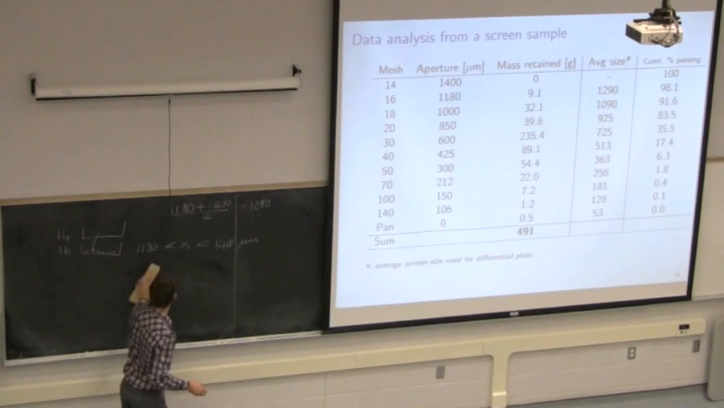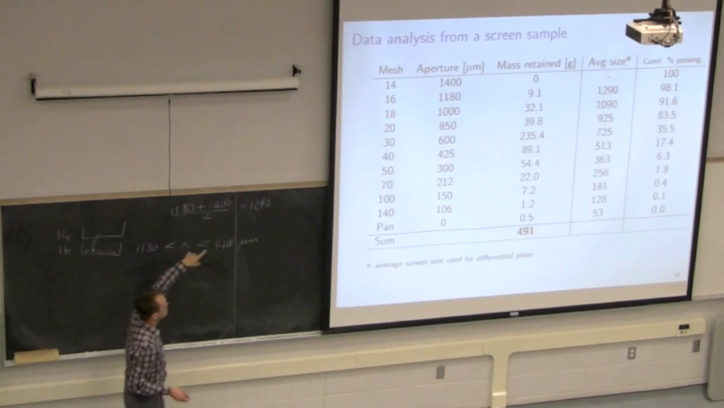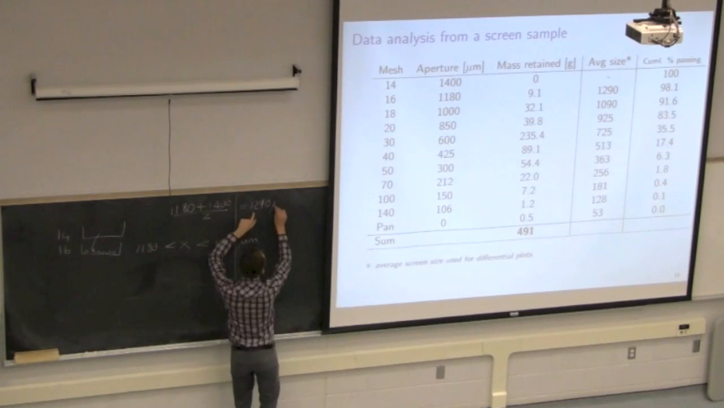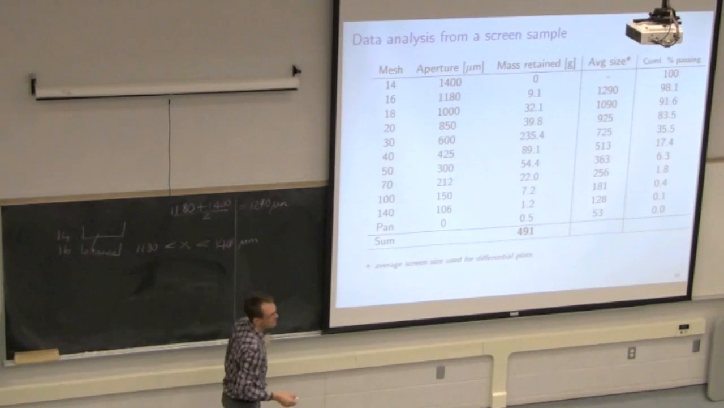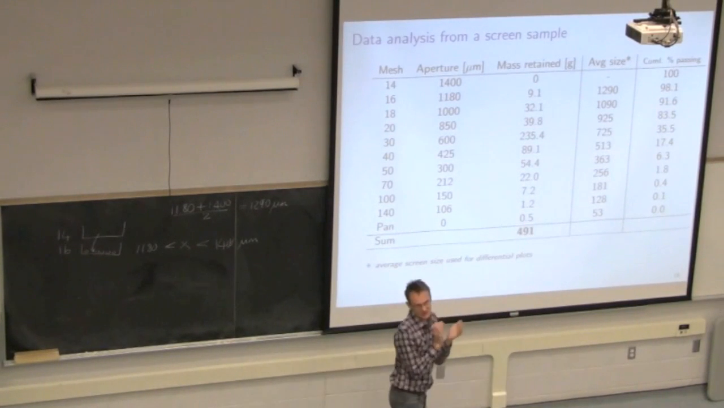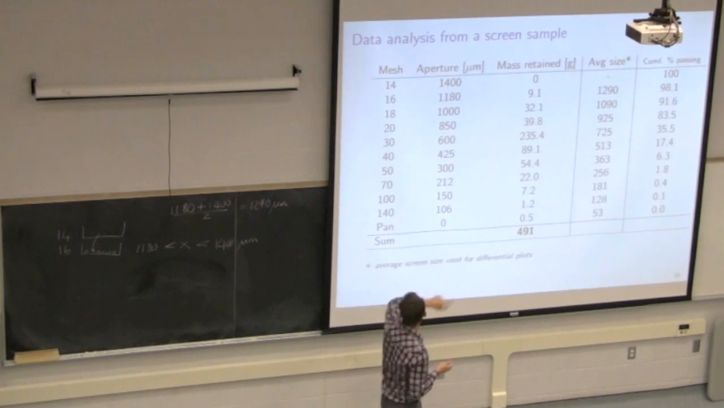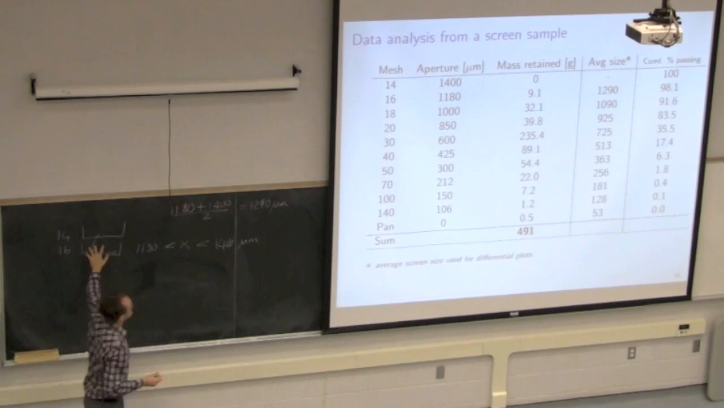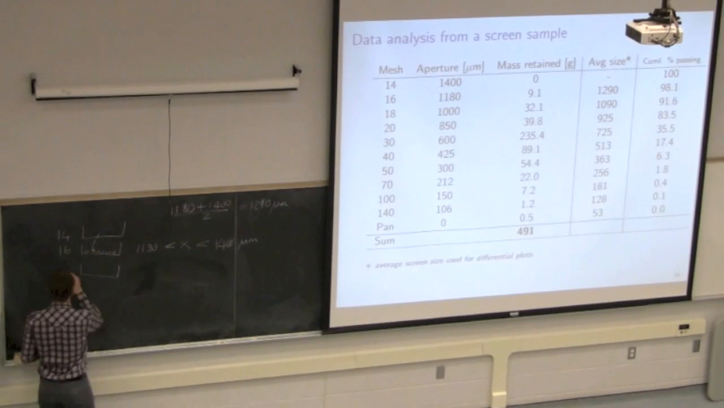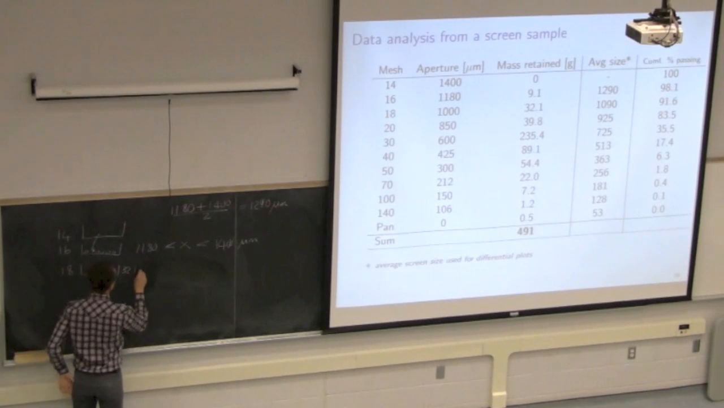So the particles retained on this mesh 16 screen are of average size 1290 micrometers, so 1.29 millimeters is the average size of the particles on that screen. We recognize obviously that there are some smaller and bigger, but that's a small window we can work with. There was 9.1 grams of solids retained on that mesh 16 screen. The next screen down, the mesh 18 screen, had 32.1 grams of solids.